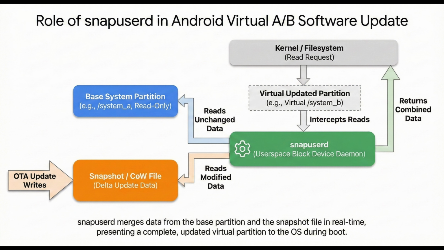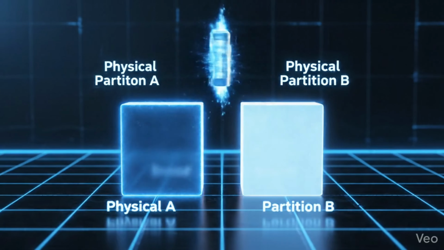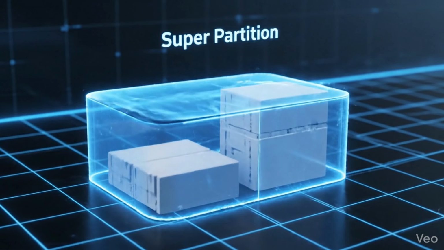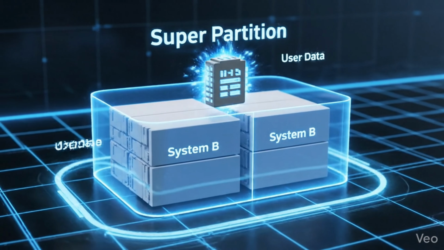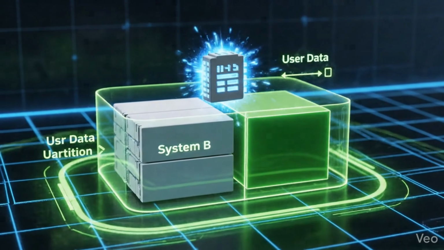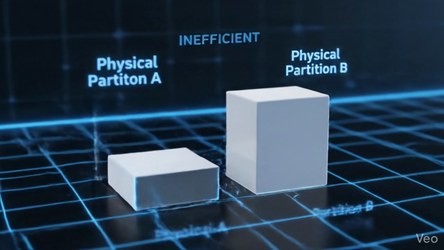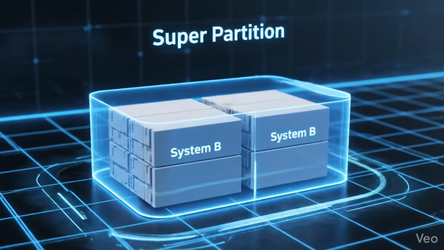When the phone reboots into the update, the OS thinks that it is reading from a completely new system. In reality, though, the snap user daemon intercepts those requests. If a block hasn't changed, then it points the OS to the base partition. If a block has changed, it pulls the new data from the cow device and so on and so forth. So that's how the snap user daemon manages booting. And the final result? This gives you a seamless update experience with nearly instant booting while significantly reducing the storage size required by the old dual partition mechanism.